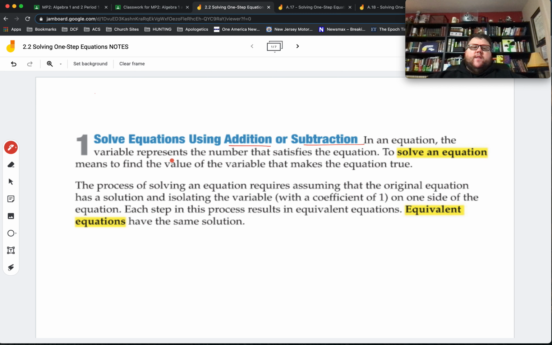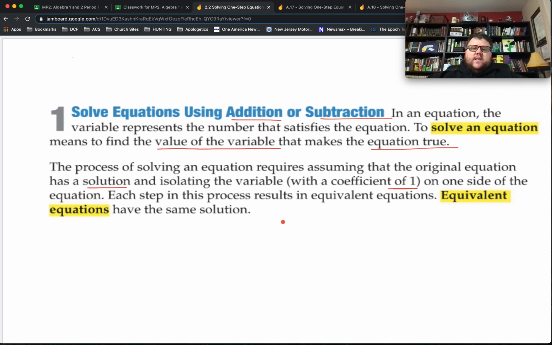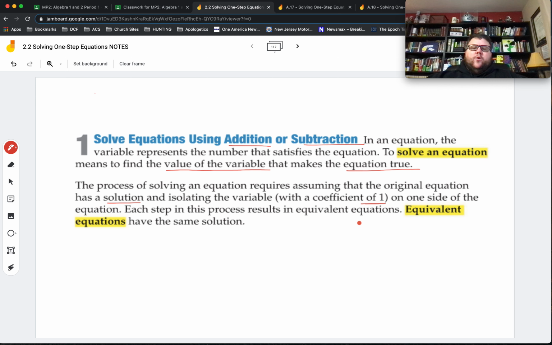In an equation, the variable represents the number that satisfies the equation. To solve an equation means to find the value of the variable that makes the equation true. The process of solving an equation requires assuming that the original equation has a solution and isolating the variable with a coefficient of 1 on one side of the equation. Each step in this process results in equivalent equations. Equivalent equations have the same solution.